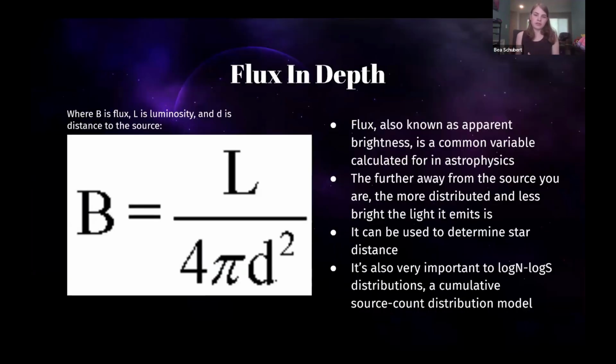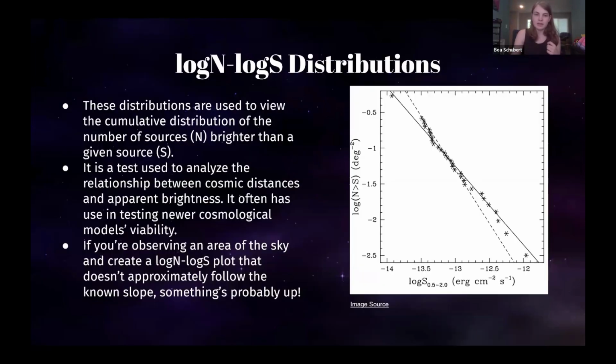And just to define flux, flux, also known as apparent brightness, is the luminosity over 4 pi times the distance squared. It's important to take note that the only variables to the flux are the luminosity and the distance to the point. It's also incredibly important to log N log S distributions, a cumulative source count distribution model.